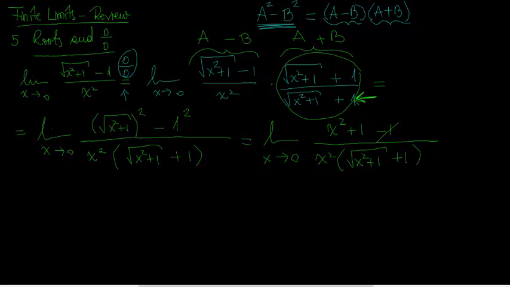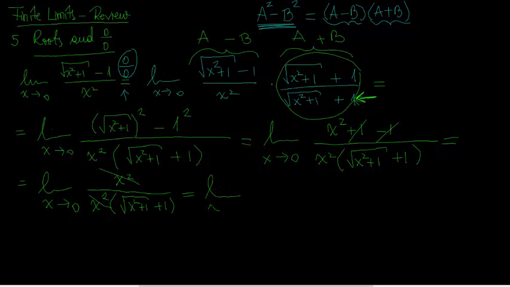As I said before, we will be producing some cancellation. So now that I've gotten rid of the 1 and the negative 1, I can also simplify the x squared in the numerator and the denominator. So let's cancel these two out as well. And now finally I have the limit as x approaches 0 of 1 over the square root of x squared plus 1 and then the plus 1.